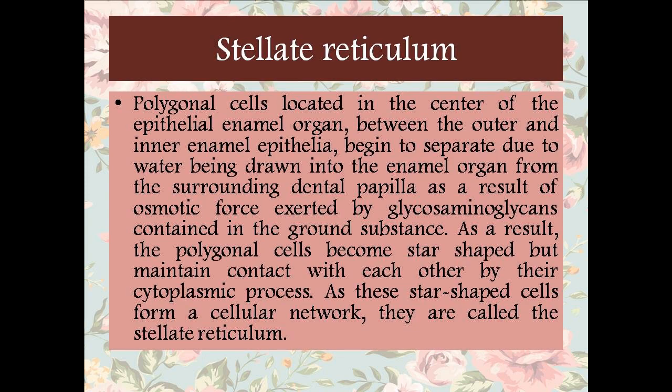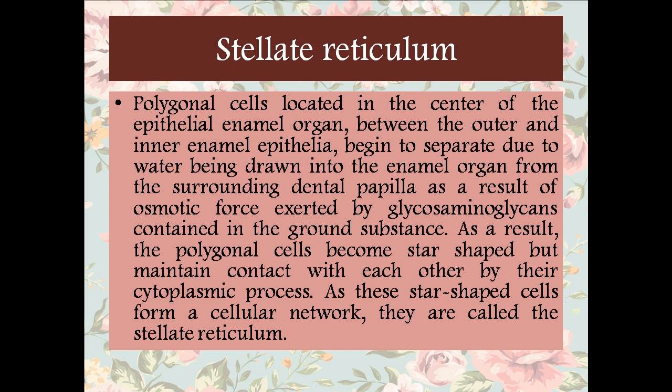In cap stage, along with the outer and the inner enamel epithelium, we also see another layer called the stellate reticulum. The polygonal cells which we see in the bud stage, that is the central polygonal cells located in the center of the epithelial enamel organ between the outer and inner enamel epithelium, will begin to separate due to water being drawn into this enamel organ from the surrounding dental papilla as a result of osmotic force exerted by glycosaminoglycans contained in the ground substance.